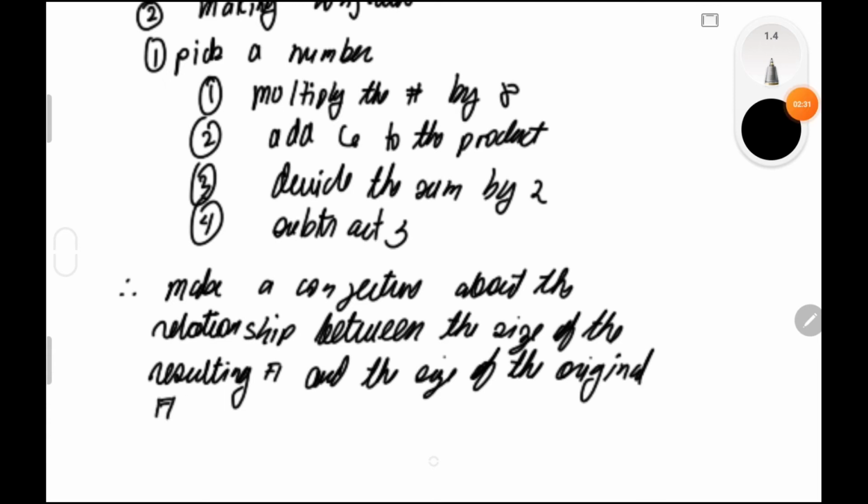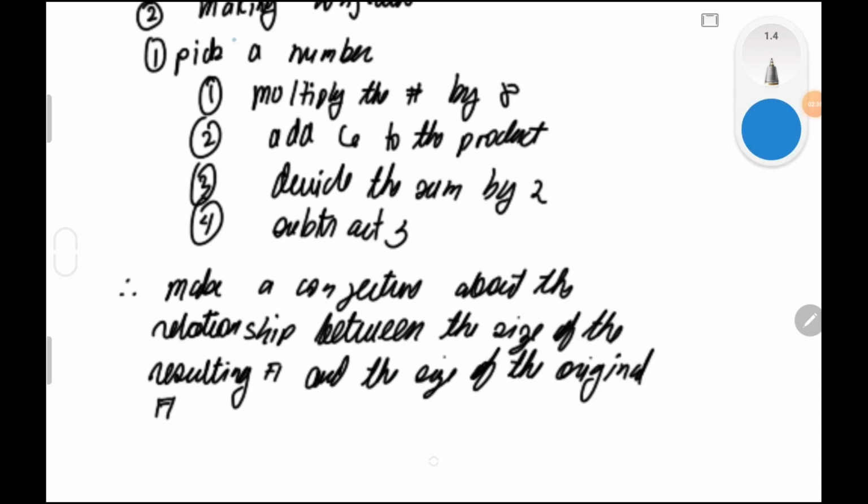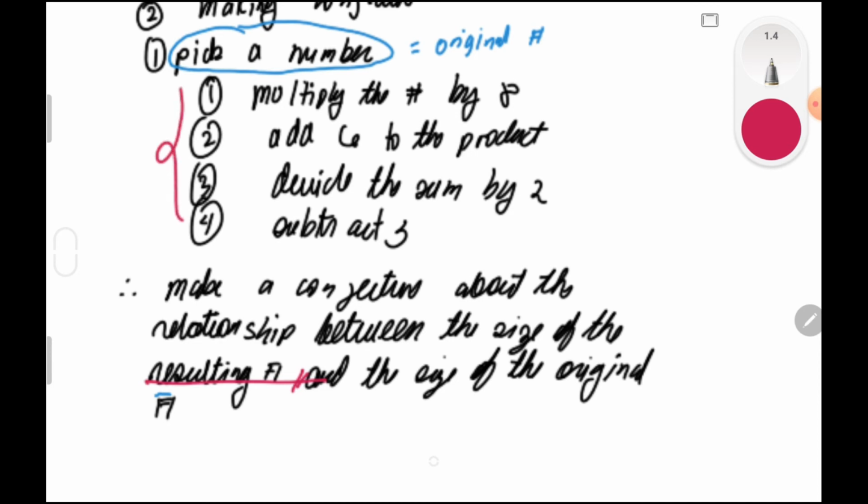Okay. So, yung original number na sinasabi nito is yung pipick mong number. Okay, ito yung sinasabi nating original number niya. At yung sinasabi yung resulting number naman, okay, itong sinasabi yung resulting number is yung number after this procedure. Or resulting number after this procedure.